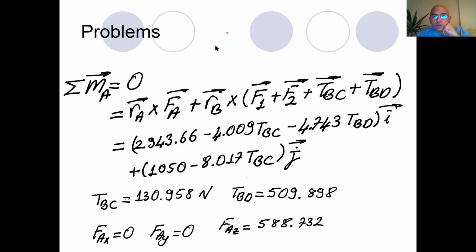Certainly, RA is equal to 0. If I calculate the moment with respect to point A, I can calculate the moment with respect to any point. This term will vanish. It's 0. And as a result, I'm left with these two expressions. It is 2943.66 minus 4.009 TBC minus 4.743 TBD. This will be my first equation.